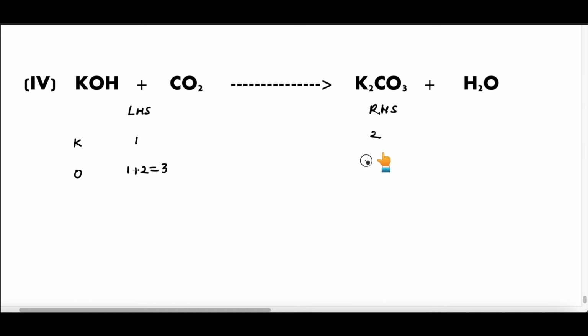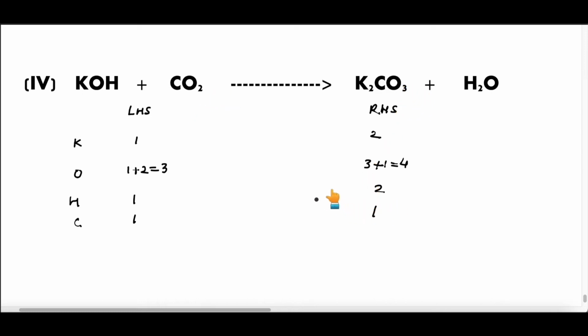So we have 4 oxygen atoms on the product side. Next, for another element, hydrogen, it is 1 hydrogen atom on the reactant side and 2 times 1, that is 2 hydrogen atoms on the product side. And for this carbon element, we have 1 carbon atom on the reactant side and 1 carbon atom on the product side.